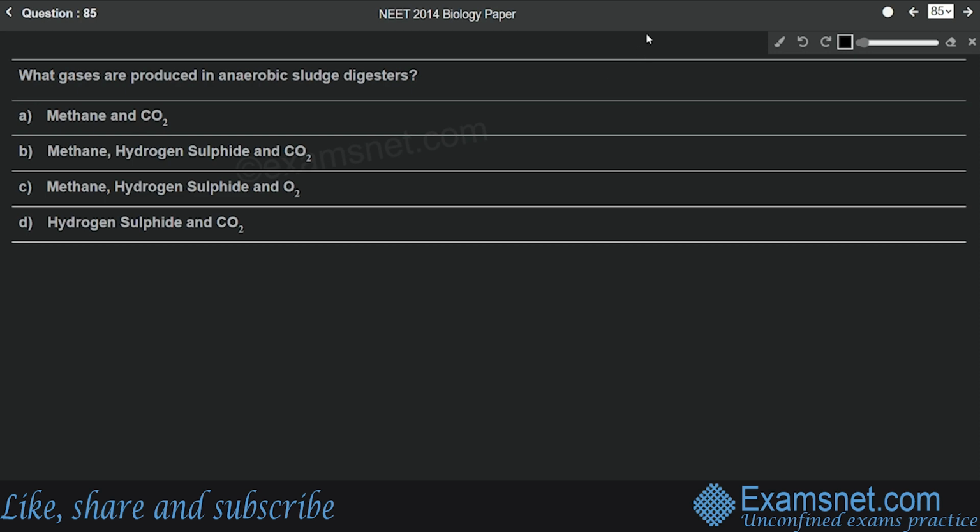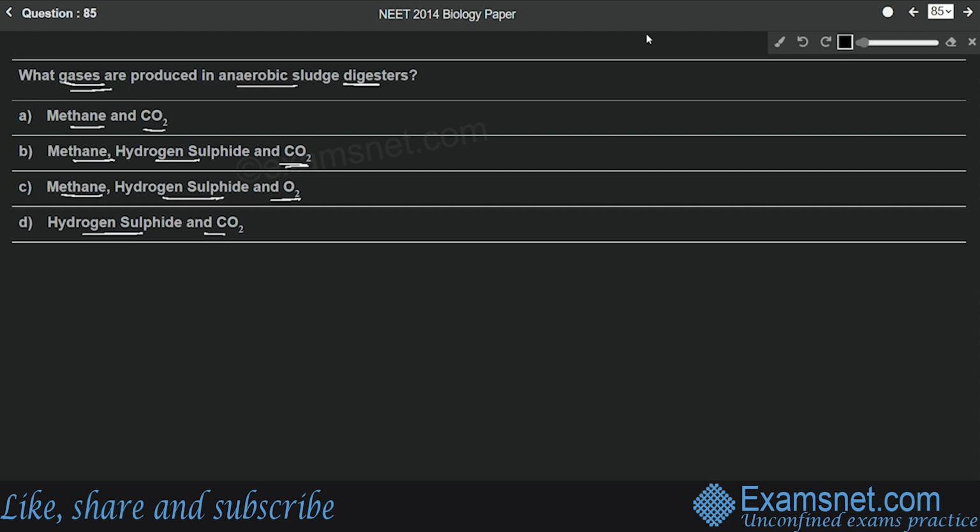Question number 85 is from the chapter Microbes in Human Welfare, and the question is, what gases are produced in anaerobic sludge digesters? Option A, methane and carbon dioxide. Option B, methane, hydrogen sulfide and carbon dioxide. Option C, methane, hydrogen sulfide and oxygen. And option D, hydrogen sulfide and carbon dioxide.